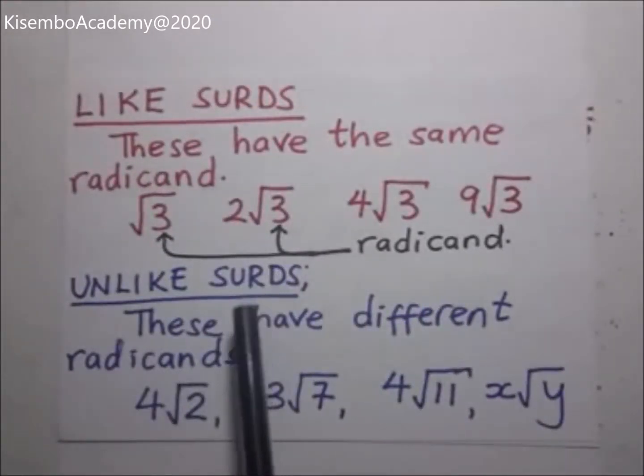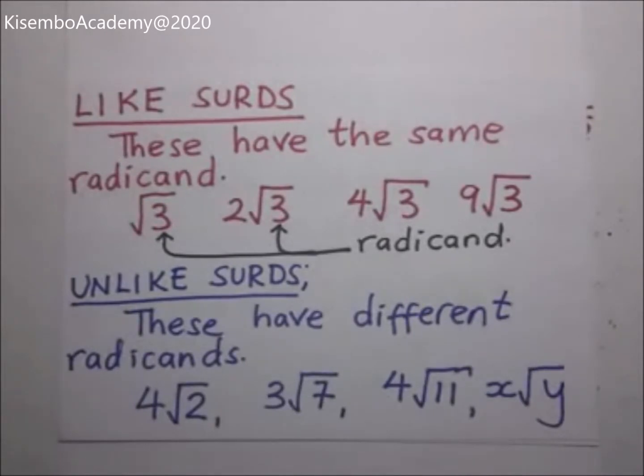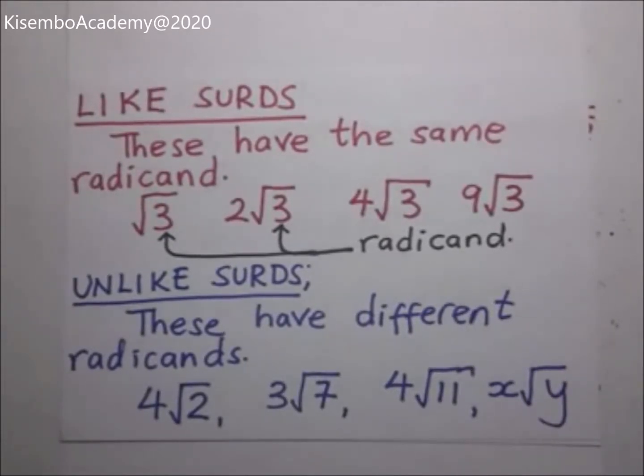Unlike surds are simply numbers, or surds that do not have the same radicand. If you can see here, this is having root 2, root 7, root 11, root y. So these are unlike terms, and these are like terms. Now when we are adding and subtracting surds, we are going to make our additions and subtractions based on this radicand. Of course, before you add any two surds, they must be like terms.